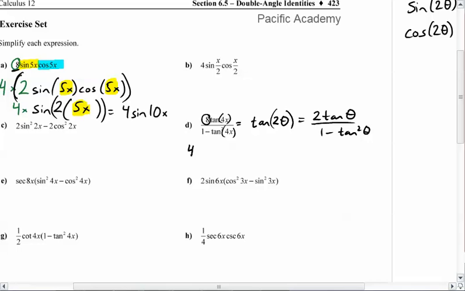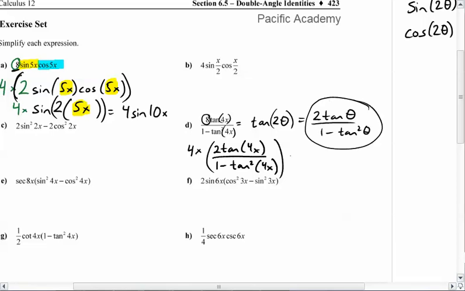So we could break it up into 4 times 2. Tan 4x over 1 minus tan squared 4x. So now we fit the equation to the pattern of our formula. And so now I can simplify that by writing it as tan 2 theta. And instead of theta, I'll put whatever was inside of my function. So that would be 4 tan 8x.